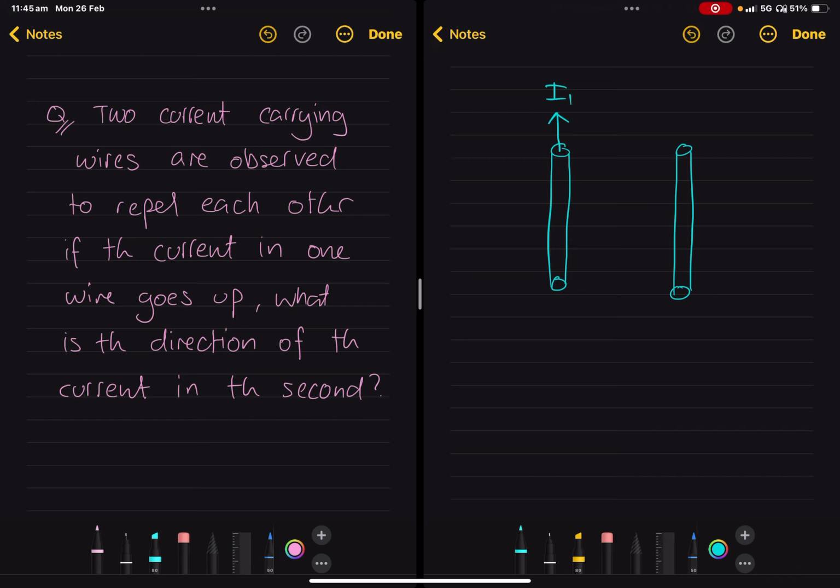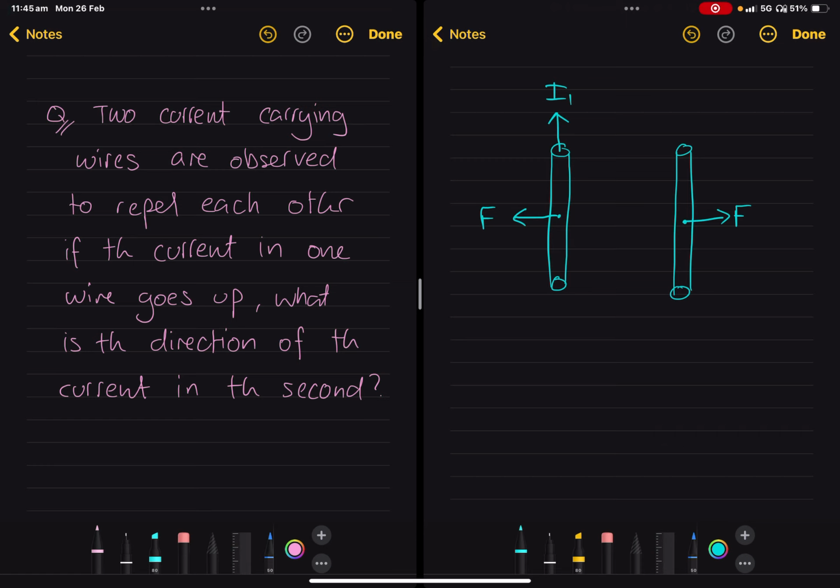Now these wires are repelling one another. So this means that the force on this first wire due to this current in the second wire goes away from the second wire, and the force on the second wire due to the first also goes away. This is what it means for them to repel. Now we need to work out what direction of current would produce a force away in the second wire.